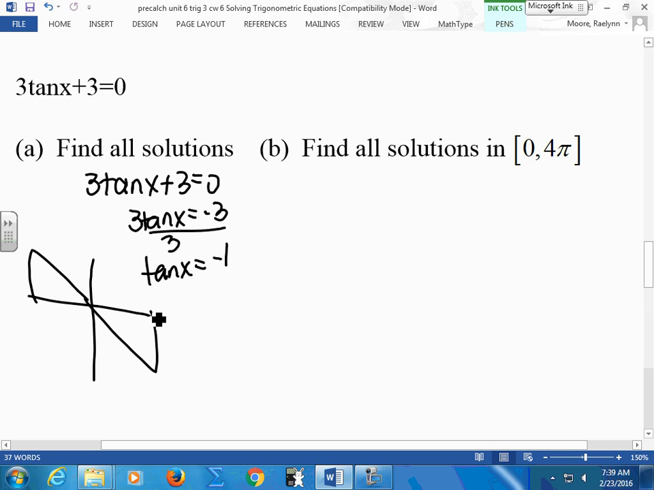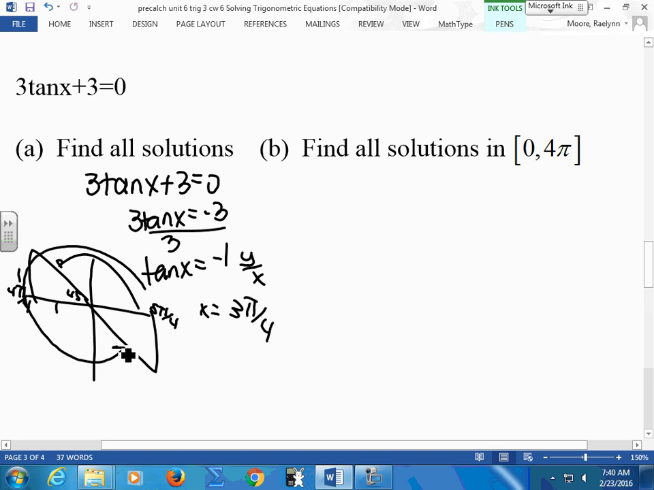45. If not, do y over x. Set it up. There's your 45. So 45 is pi over 4. So this is 4 pi over 4. This is 8 pi over 4. So what's this angle? 3 pi over 4. And what's this angle? 7 pi over 4. Now, notice tangent has a little bit of a different thing.